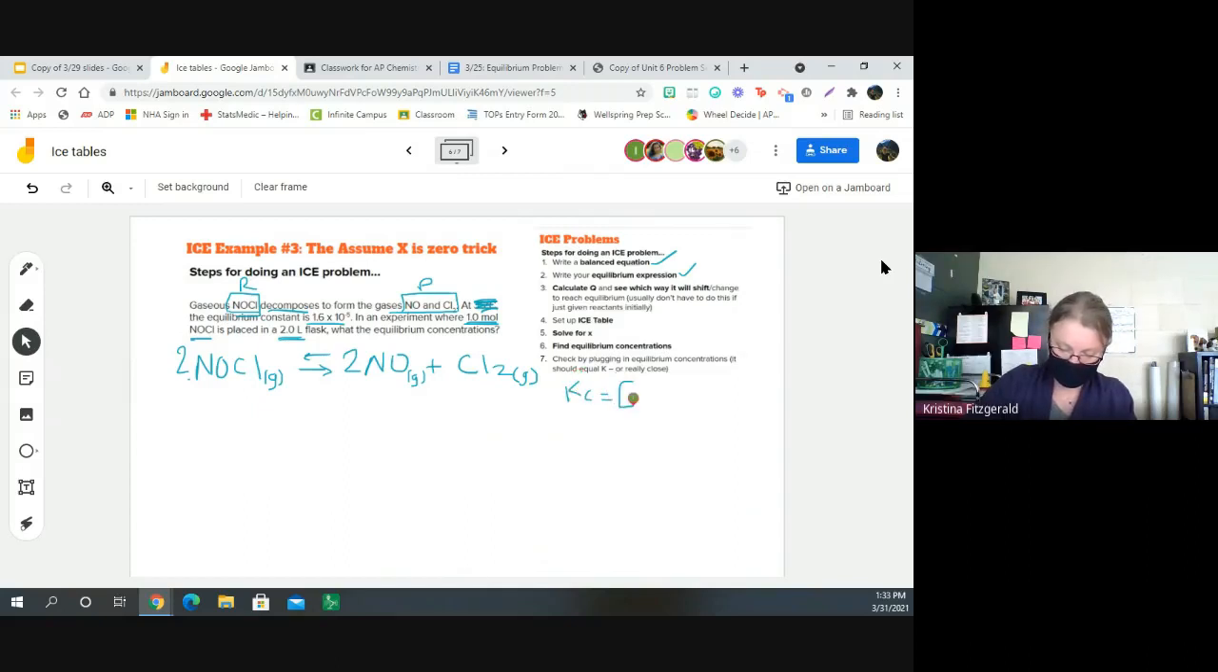So Cl2 times NO. NO gets a square because there's a little 2 in front of it. And then NOCl squared. Boom. So that's where all the things would go.